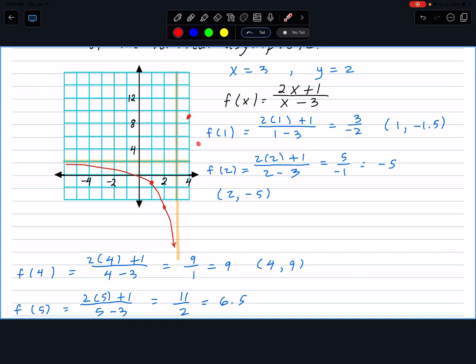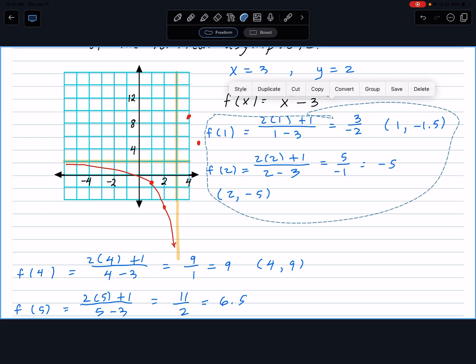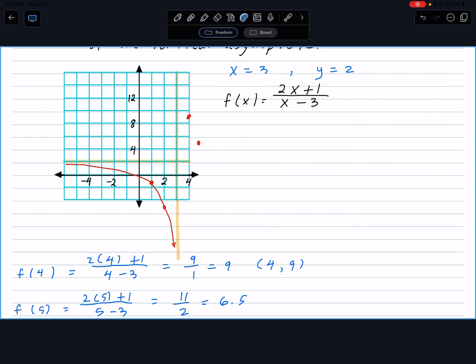Let's look at what that graph looks like. I'm going to erase some of this work here so we can make this graph a little bit better. This graph is going to hug that vertical asymptote. And then if we extend the horizontal asymptote, it's going to go and hug that horizontal asymptote.